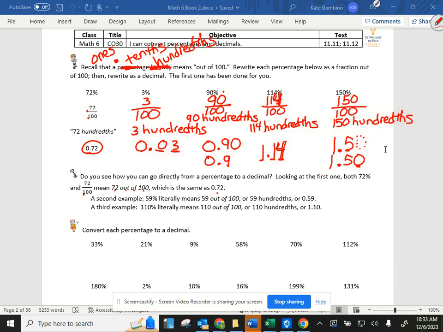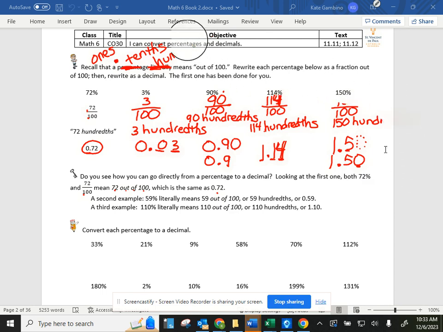A third example, 110% literally means 110 out of 100, or 110 hundredths, or 1.10. So do we have to go from a percentage to the fraction to the decimal? Not always, no. If it is easier for you to see it, you can, but you don't have to. So let's look at our converting that we're going to be doing.